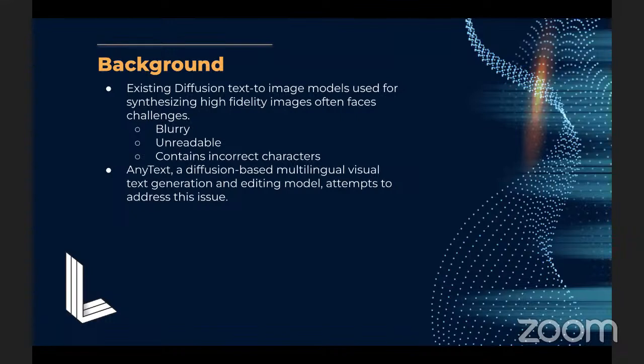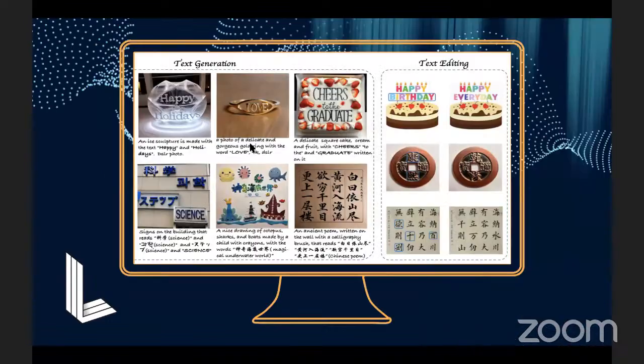So AnyText is a diffusion-based multilingual visual text generation model that we will get into now. Before I get into the meat and potatoes of what AnyText is, I wanted to show some examples. So in this photo, if you look to the left, you'll see text generation, and to the right, you'll see text editing. In the text generation, how it works is with the prompt. Let's say, for example, the first one in the top left corner says an eye sculpture was made with a text, happy and holidays, a DSLR photo.